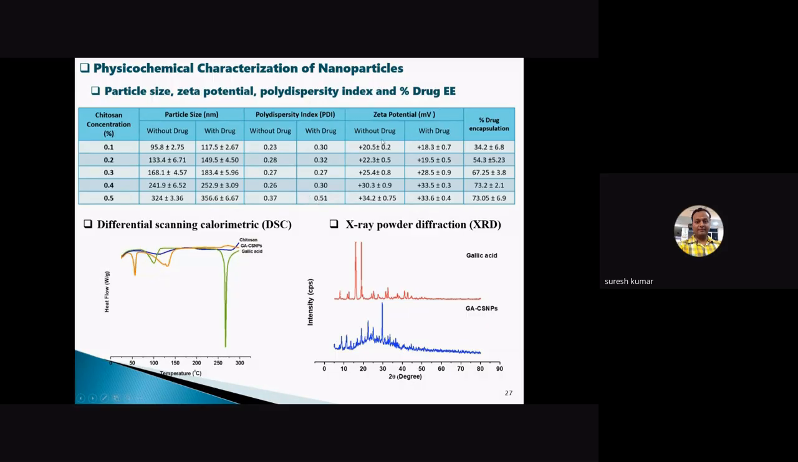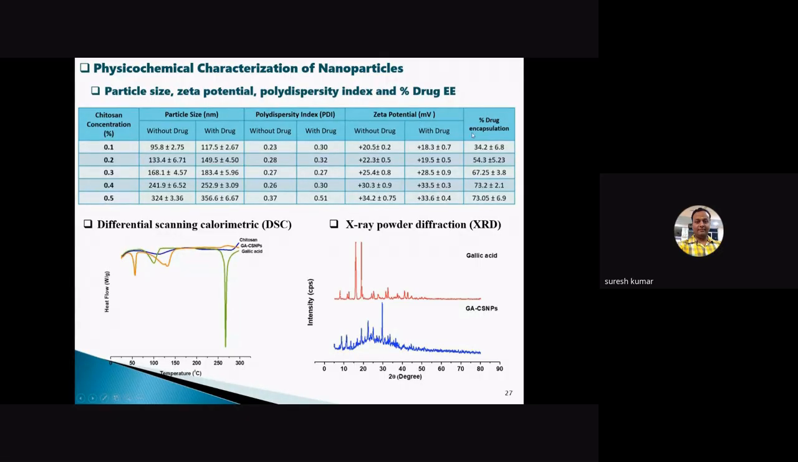The zeta potential value of all the nanoparticles was found to be positive. In general, the zeta potential value is considered the determining factor for stability, and values between minus 30 millivolt and plus 30 millivolt are ideal for the physical stability of a nanoemulsion. When we increase the concentration of the chitosan, the zeta potential also increases. So if you see, up to 0.4 we are able to get better stability as compared with the 0.5 concentration.